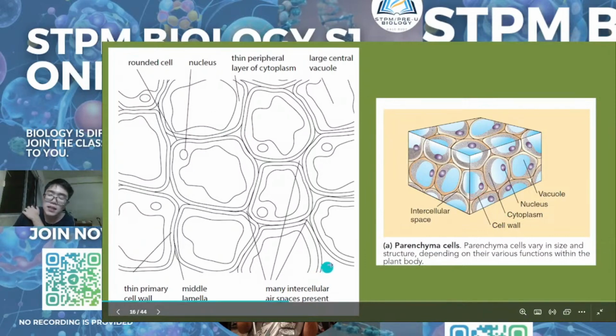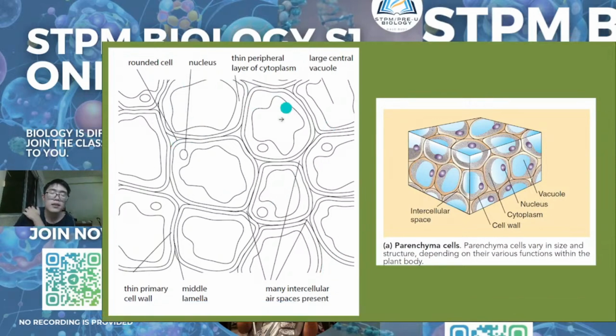So what do you see in this diagram? You can see that there is no fixed shape and no fixed size in the parenchyma tissue. Some of them are big, some of them are small. And then the cell is normally a round cell, a circular cell. And then it contains a nucleus.